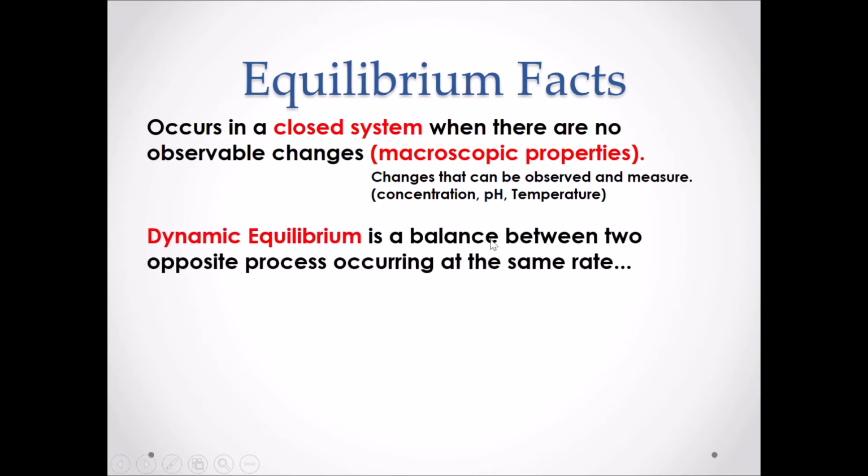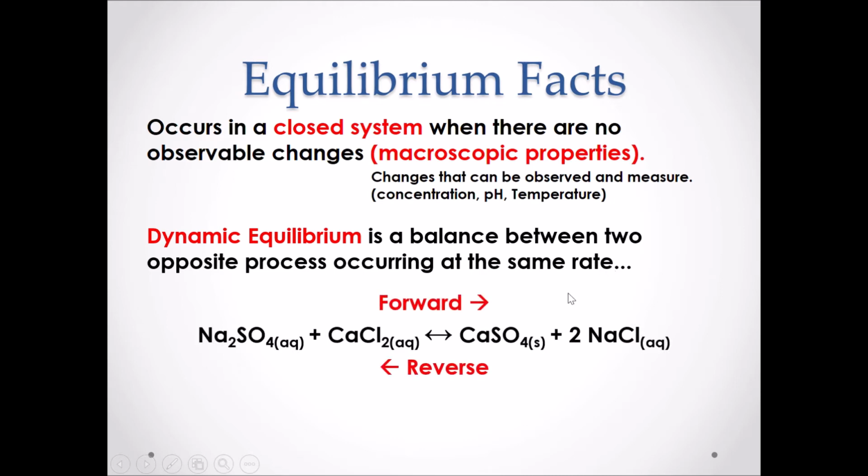Dynamic equilibrium is a balance between two opposite processes occurring at the same rate. That would mean the same rate of reaction. If we look at our chemical equation, we have a forward reaction where reactants are turning into products. We also can have a reverse reaction where products can turn back into reactants. Both of these processes are happening at the same time when they're at equilibrium, and both reaction rates will be equal.